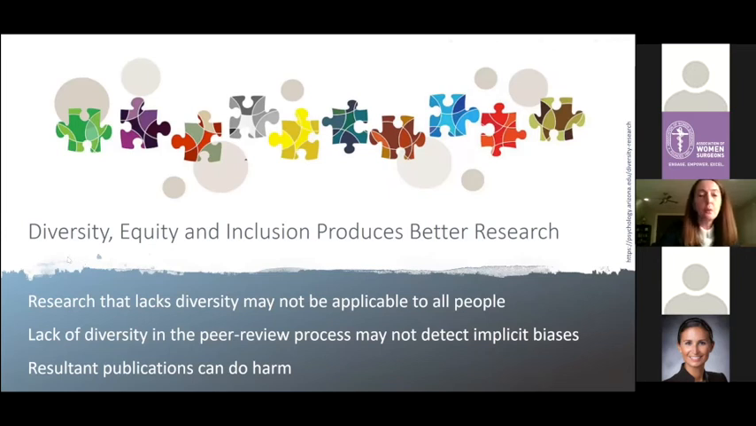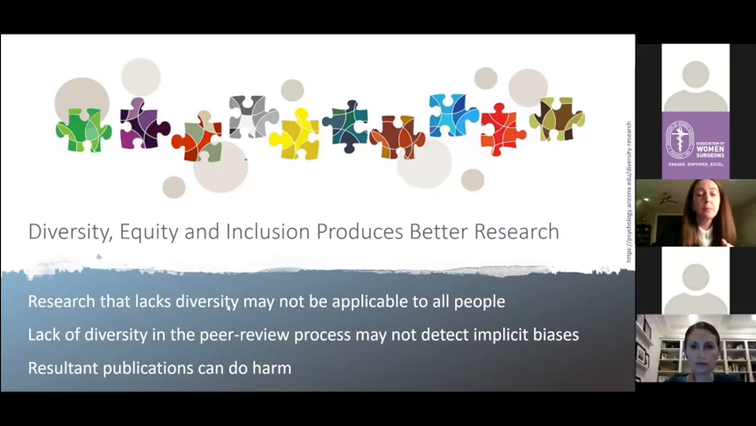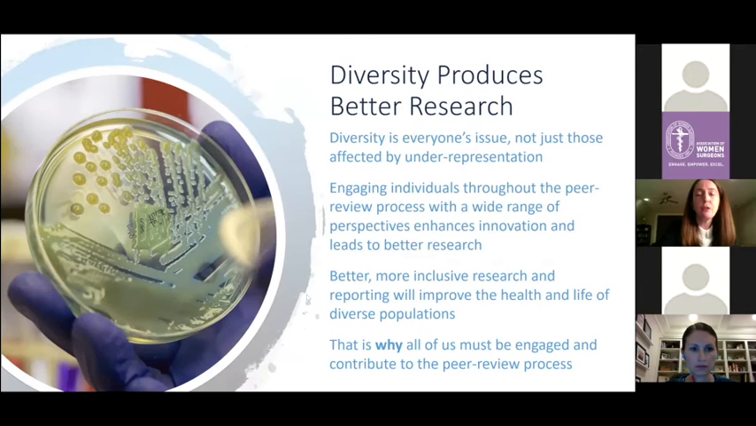So I will conclude with saying that diversity, equity, and inclusion really does produce better research, because research that lacks diversity simply may not be applicable to all people. And a lack of diversity in the peer review process may not detect those implicit biases. And so the resultant publications can do harm, significant harm. So diversity does produce better research.